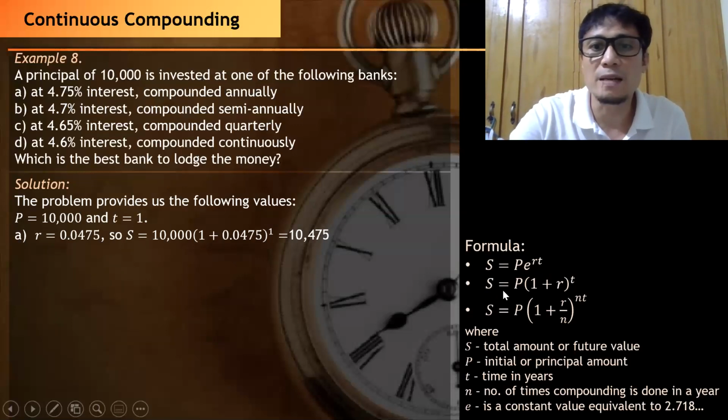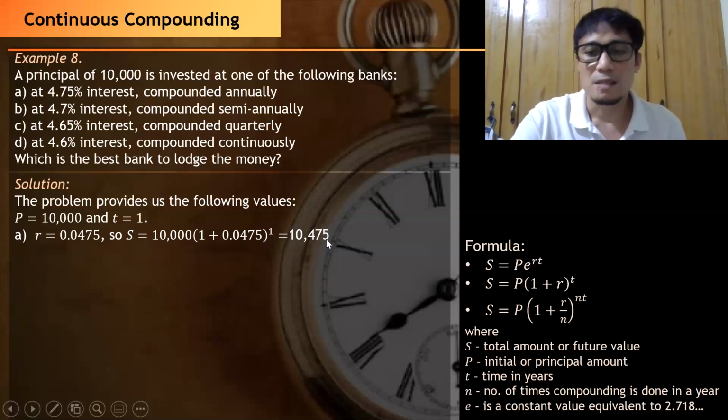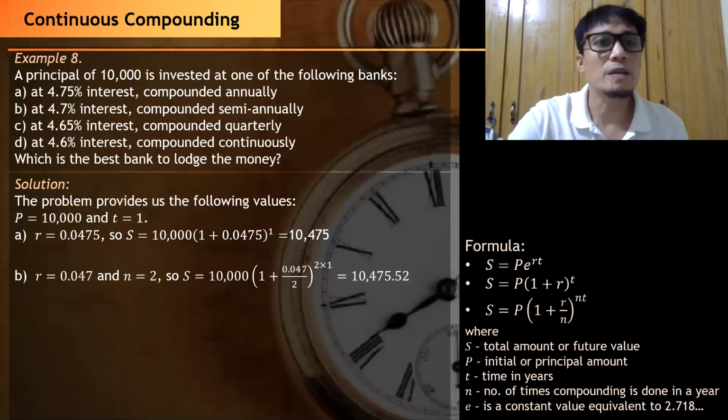So we substitute that in the formula. The formula actually is S equals P times (1 plus R)^T. So you have S equals 10,000, your P, times 1 plus your R, which is 0.0475, raised to 1, which is your time. And then using your calculator, you have 10,475.